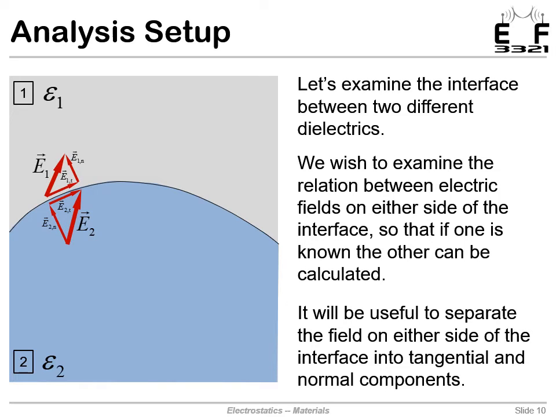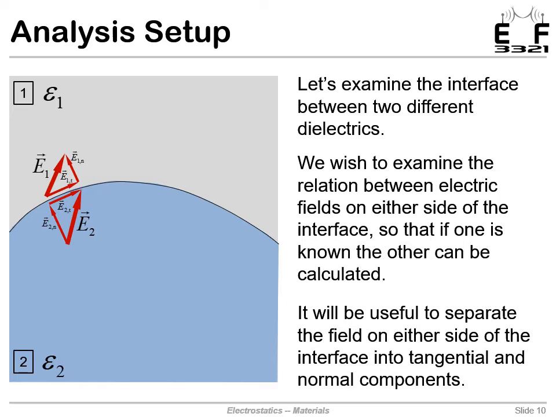It's going to be useful to express our vectors in terms of tangential and normal components. Make no mistake, if we pick a side of the interface, the only vector that's really there is this E1. But we can think of that as the sum of a tangential component, which is parallel to the interface, and a normal component, which is perpendicular to the interface. And we could do the same thing on both sides. So we'll have a tangential and normal component on both sides of the interface.